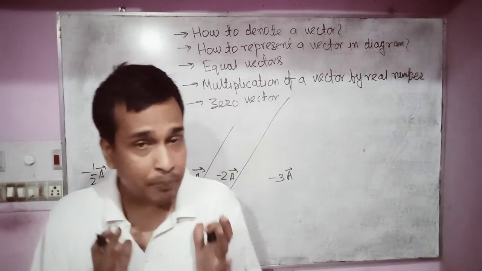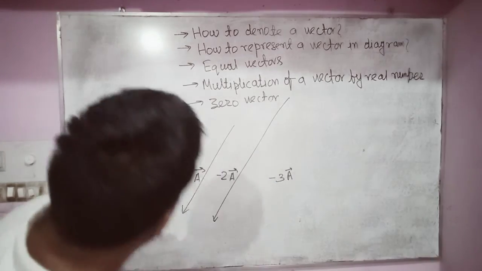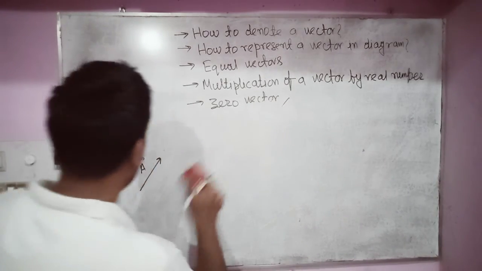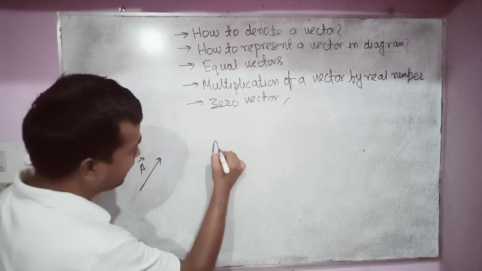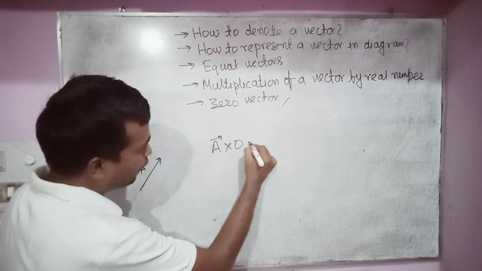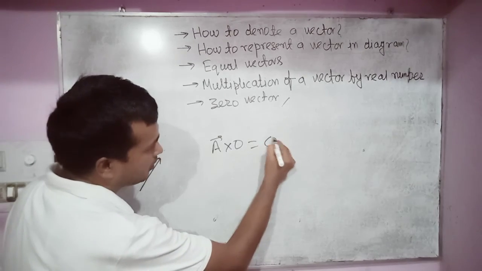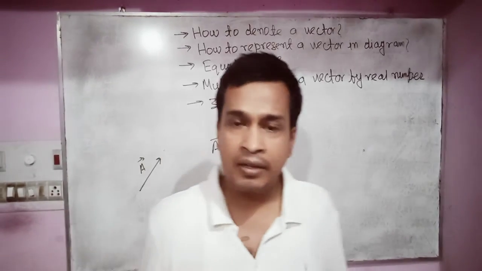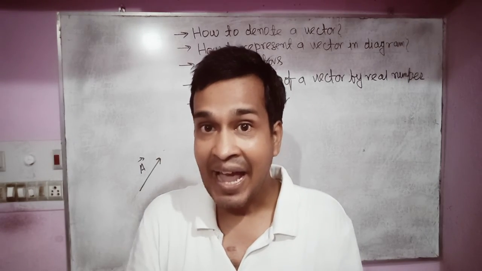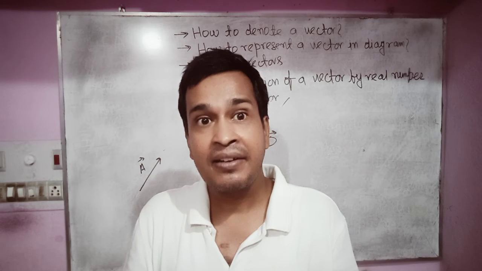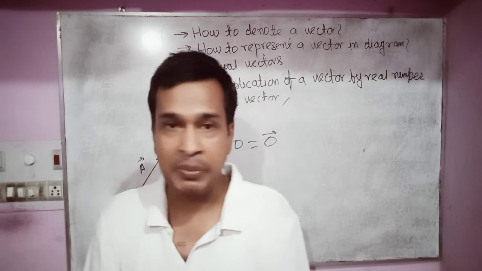What if we multiply the vector by 0? If we multiply vector A by 0, then what do we get? We get a 0 vector. What is a 0 vector? A 0 vector is a vector having 0 magnitude and indeterminate direction. It has not any fixed direction. Its direction is indeterminate.